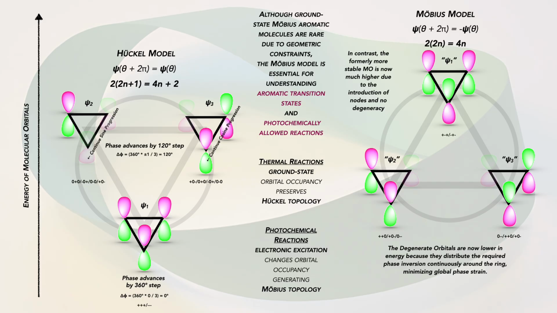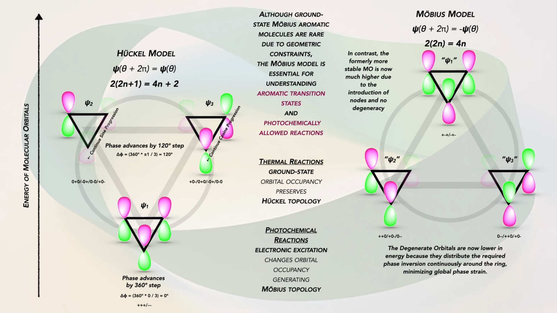It's important to note that thermal reactions preserve Hückel topology. Under thermal conditions, reactions occur on the ground state potential energy surface. That means orbital occupancy will not change. Degeneracies stay where they are, and the system remains Hückel-like. This is why thermal pericyclic reactions obey Hückel selection rules. The topology is preserved. But this cannot explain everything.